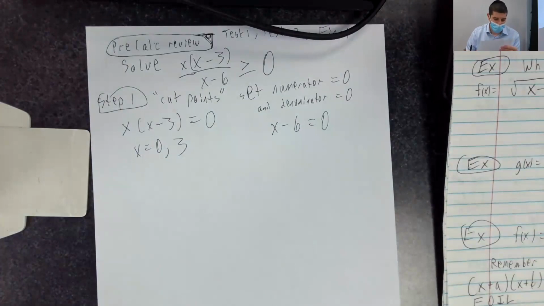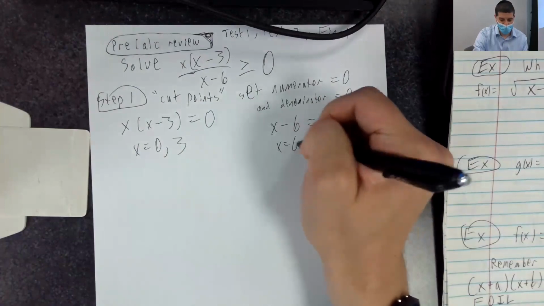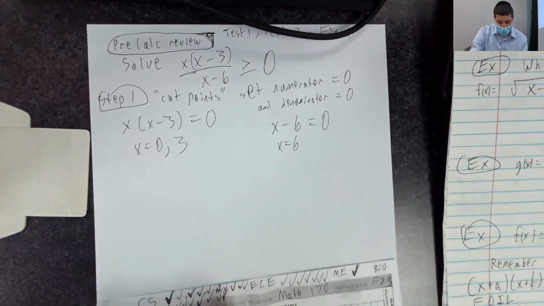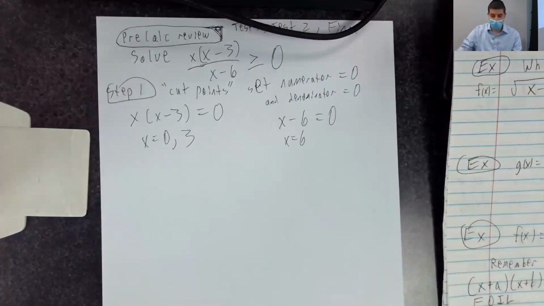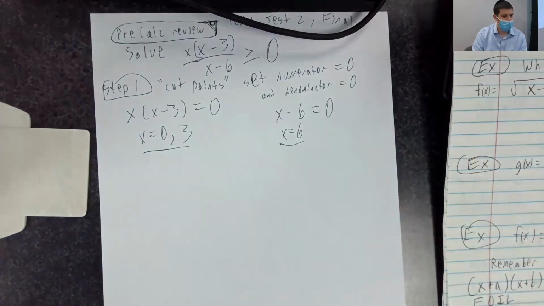And let's see, we have x minus 6. What's x here? 6. Okay, those are the cut points. 0, 3, and 6 are the cut points. That's how you have to start it. You won't be able to solve this in your head. You have to get the cut points.